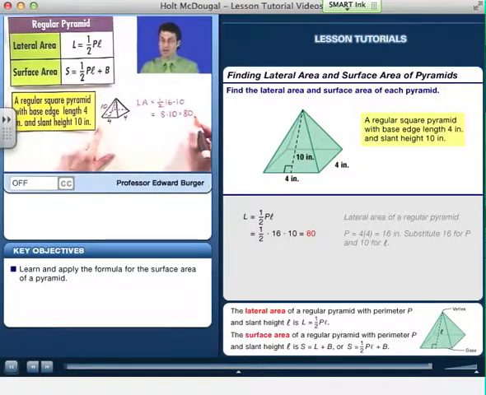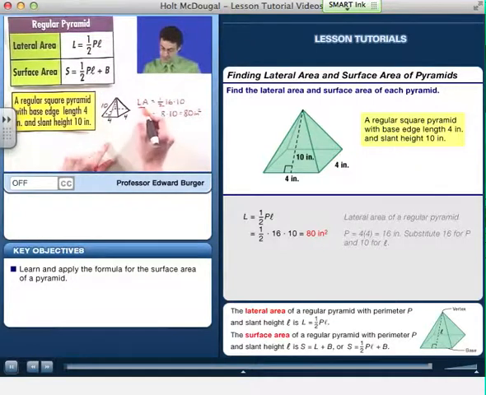And what are our units? Our units, of course, are, well, it's area, surface area, so it's inches squared. That's right. Okay, good. So that's the lateral area. And what about the actual surface area?